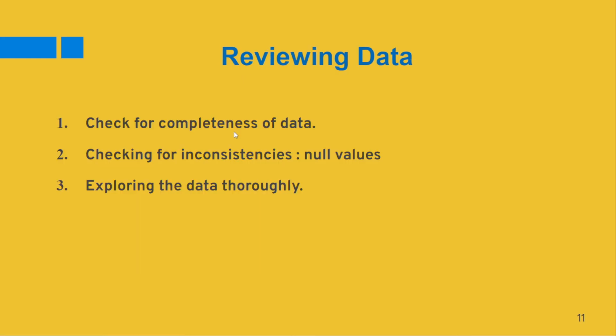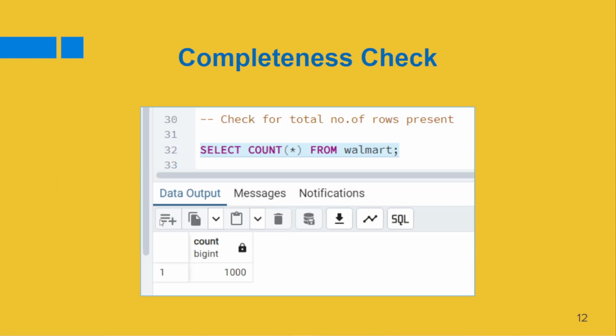Now after we have completely imported the data, we need to perform three important checks. The first check is for the completeness of the data: we need to ensure that all the rows have been imported properly. Second, we need to check if there are any null values present. And the third step is not really a check, but we need to explore the data and understand each and every variable, and what the data is trying to tell us.